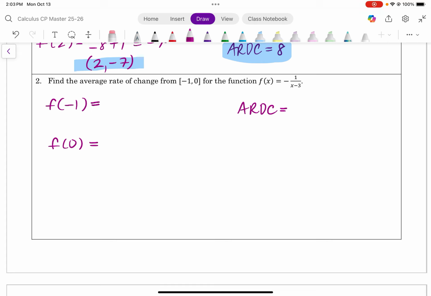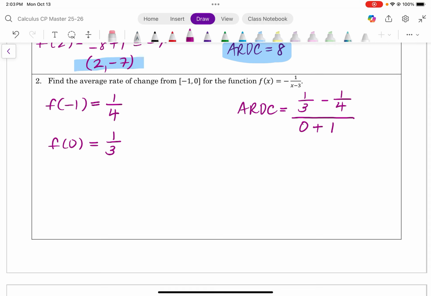Okay, I hope you paused the video and gave that a try. The first one, when you plugged in -1, you should have gotten 1/4 for the y value. When you plug in 0, you should get 1/3. If you then want to find the average rate of change, we need to do our 2 values subtracted there. So we need to take our 1/3 minus our 1/4, all divided by 0 plus 1.